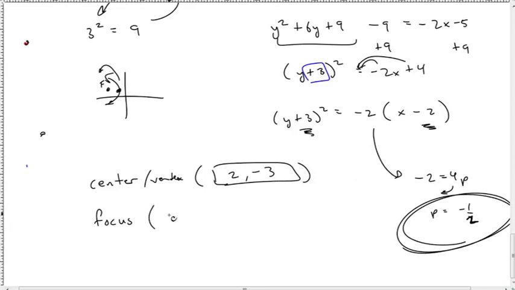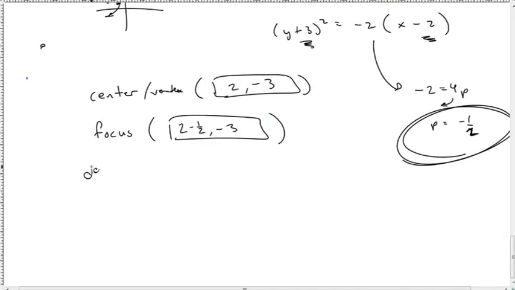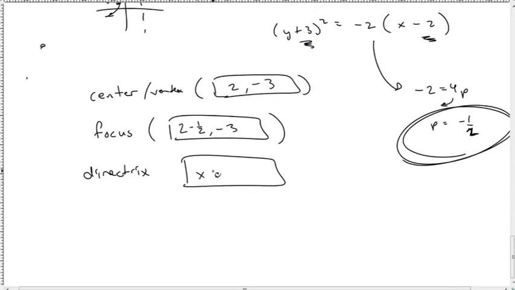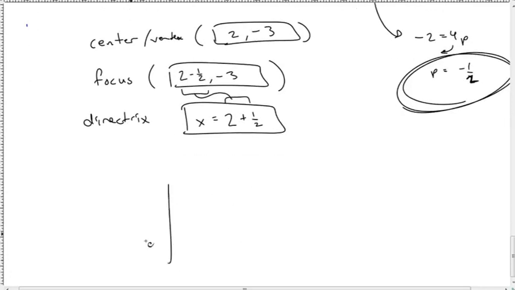And so what I'm going to do is say 2 minus the half, comma, negative 3. Okay? And then my directrix is going to be in the opposite direction. That's an x equals because it's a vertical line. So I'm going to say 2 plus the 1/2. Notice that I have this minus plus business here.